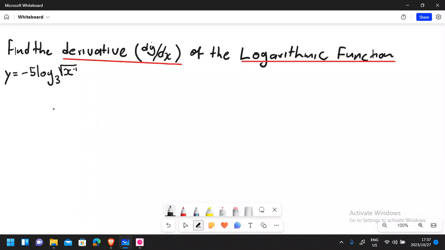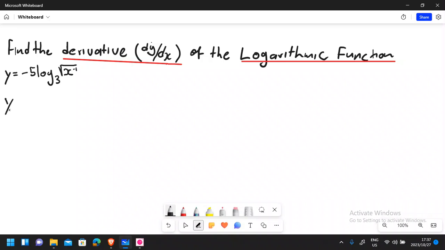You can pause this video and start working on this problem. Let's see if you get the same answer that I got. As you can see, this function needs to be simplified. Remember, before you differentiate, you need to get rid of the roots and change them to exponents, because this is a root and then we have x to the power of -1. So let's do it.